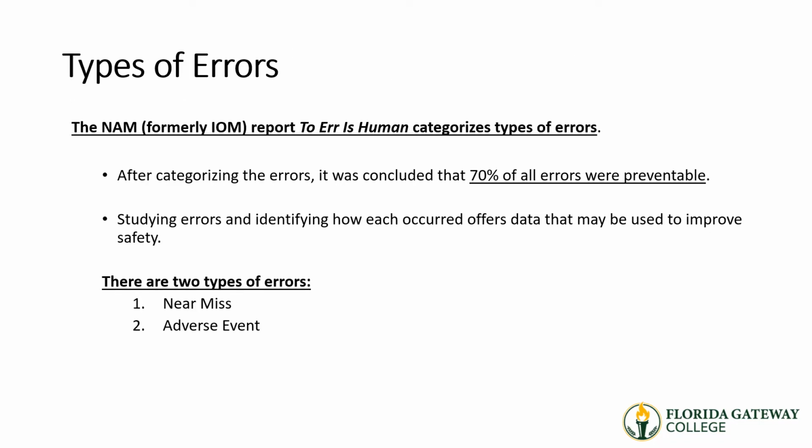The National Academy of Medicine, formerly known as the IOM, wrote a very important report called "To Err is Human," and in this report they categorize the types of medical errors that are very common in U.S. healthcare facilities. It was concluded that 70% of all medical errors are preventable. There are two types of errors they studied that warrant further discussion. These are near misses and adverse events.